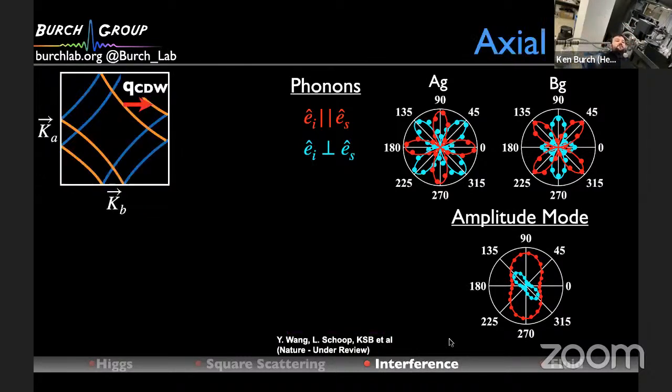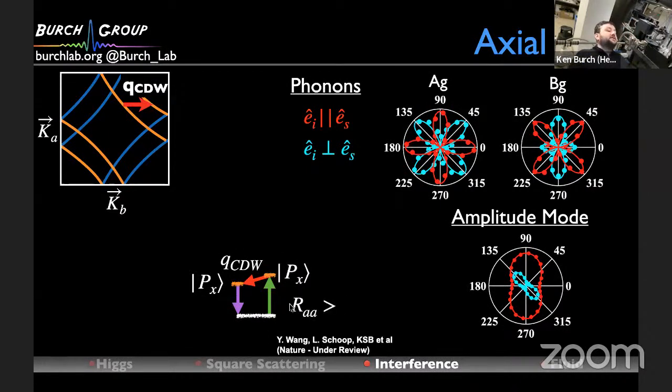So let's go back to the Fermi surface. Remember that there's this QCDW that can couple from PX to PX. And so what will happen in this tetragonal system is if I send in light aligned with the PX orbital, it will excite from the PZ to the PX. The CDW will take me over to another PX, and then I'll come out with light polarized exactly the same as what I sent in, namely X. And it turns out that this will give you a fully symmetric Raman response, which will essentially look like an AG mode.